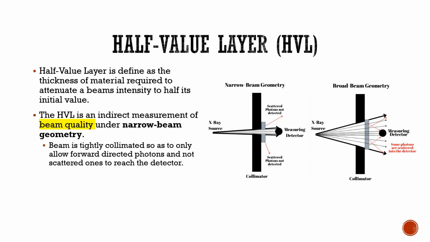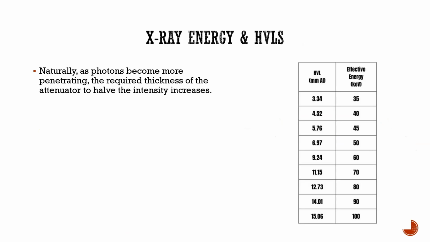When measured under the conditions of narrow beam geometry, this refers to an experimental configuration that is designed to exclude scattered photons from being measured by the detector itself. Naturally, as photons become more penetrating, the required thickness of the attenuator will have to increase to reduce the intensity by half. Here we can see in the table to the right, increasing thicknesses for increasing photon energies.